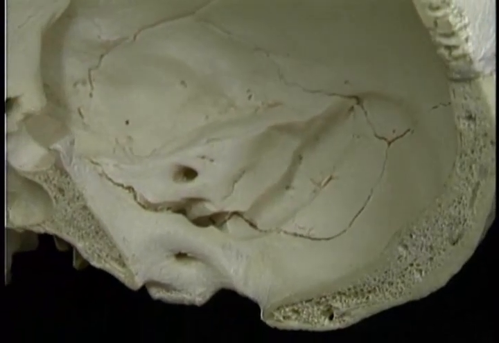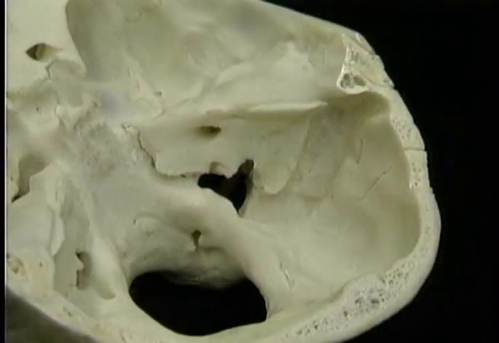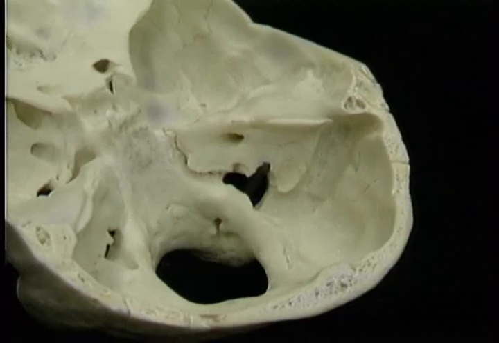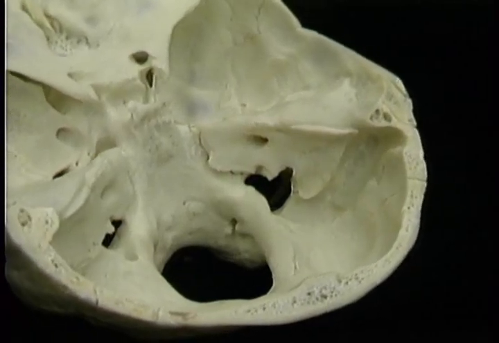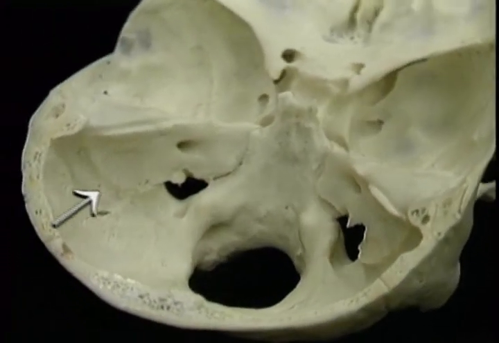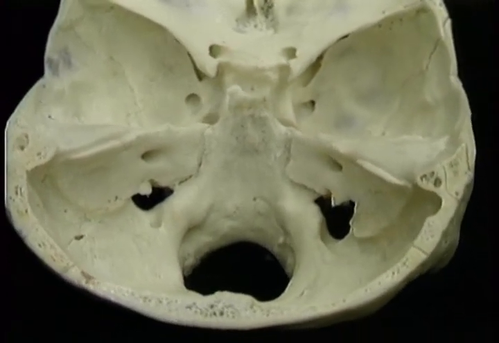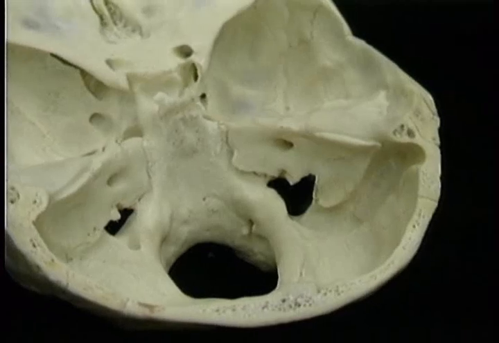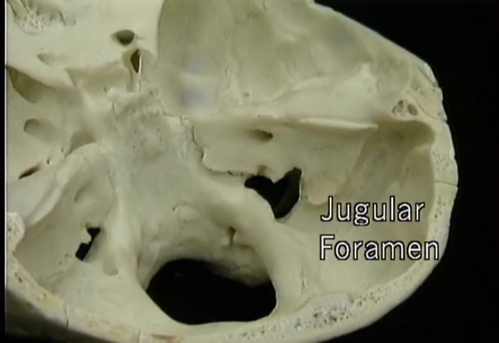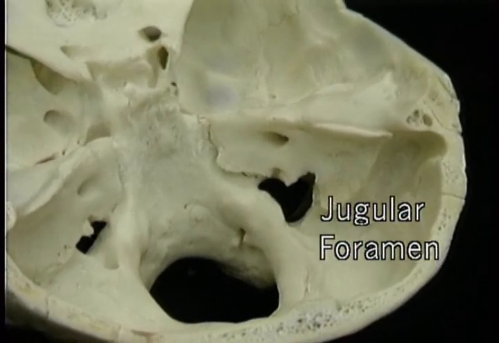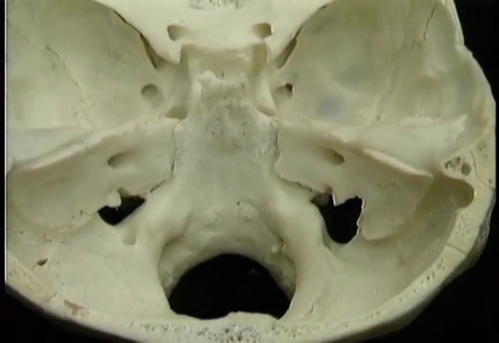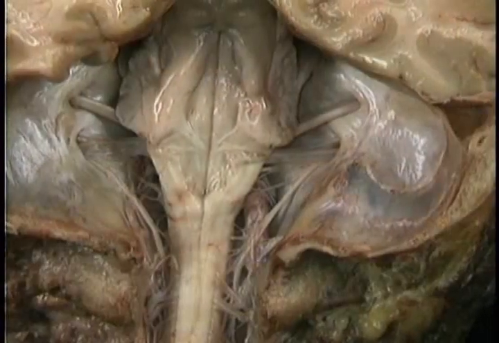To follow the sigmoid sinus, we'll look at a different skull. Here's the groove for the right sigmoid sinus. Here's the groove for the left one. They're usually unequal in size. The sigmoid sinus leaves the cranial cavity by passing through this irregular opening, the jugular foramen, along with three cranial nerves that we saw in the previous section.